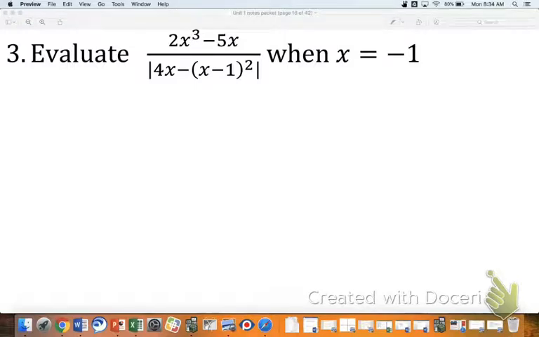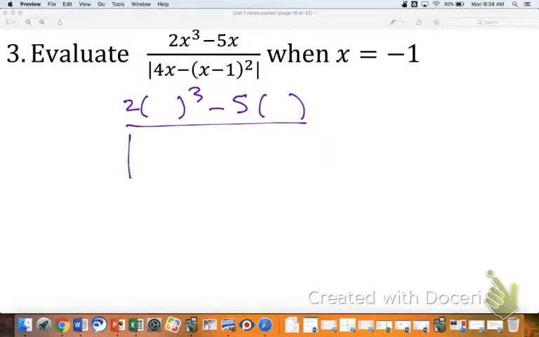Hey guys, before we go, can I show you this real quick? Yeah. Okay, here we go. So let's see who got it up here. We got 2 parentheses cubed minus 5 parentheses all over the whole thing, the whole denominator's in absolute values. We can't see what's happening. Sorry. Let me unfreeze.